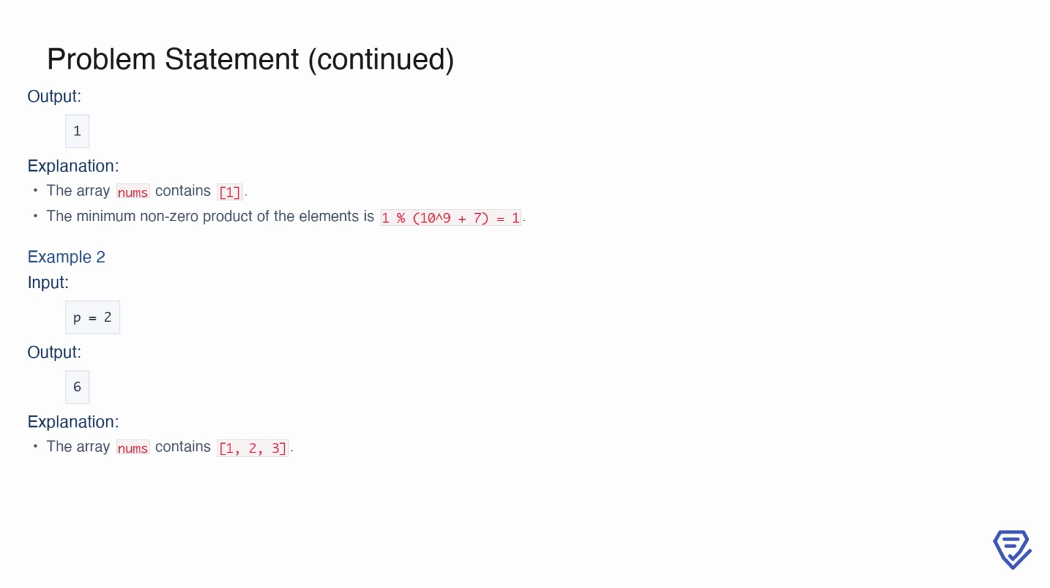On the other hand, when p is 2, the array nums expands to 1, 2, 3. Here, the minimum non-zero product is calculated by multiplying all the elements together. 1 * 2 * 3 equals 6. Again, taking modulo 10^9 + 7 leaves the result unchanged, so the output is 6.